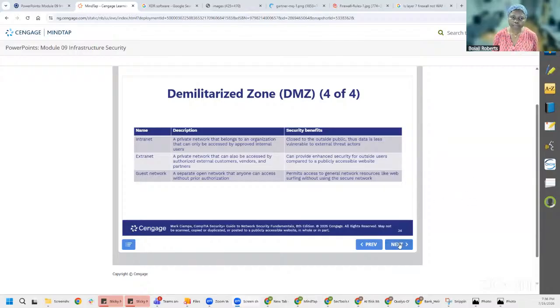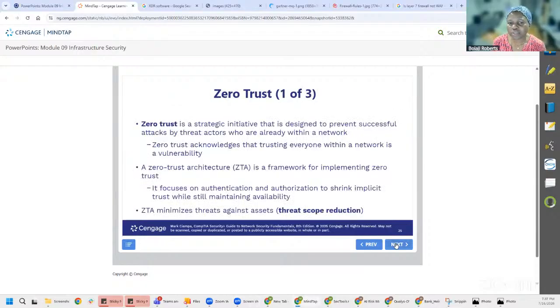Then the guest network, similar to how we connect to the Wi-Fi at the college. Yes, that's the guest network. It only permits web surfing, internet access only.